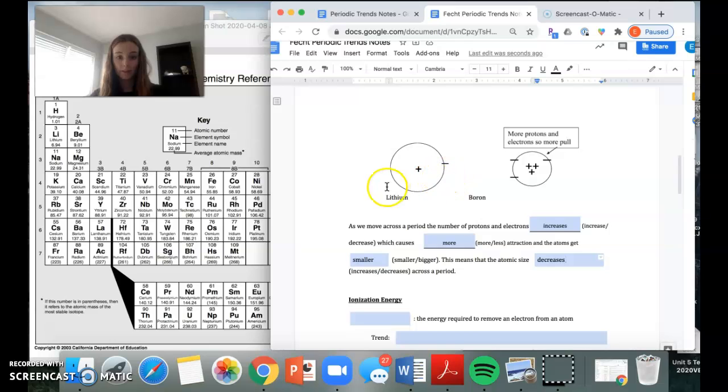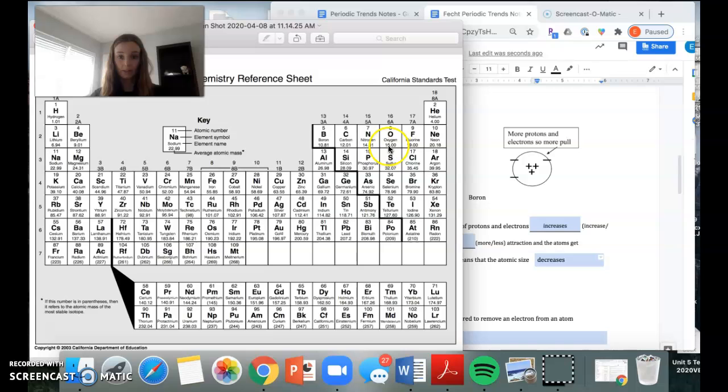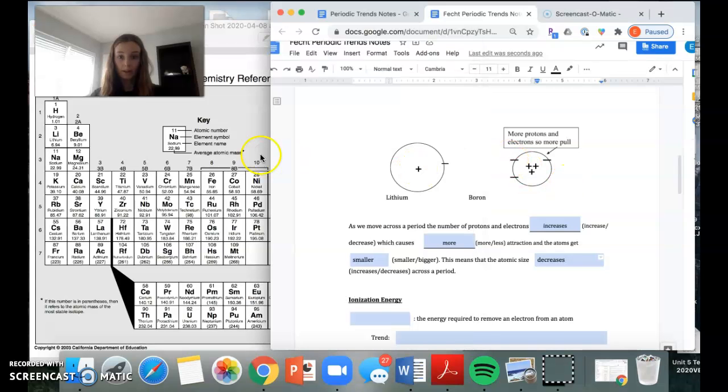And we see that here. So we have lithium, which has 3 protons, 3 electrons, versus boron has more protons, and this doesn't show the exact amount, but just notice that this has more protons, more electrons, so they are closer. There's more pull to them.